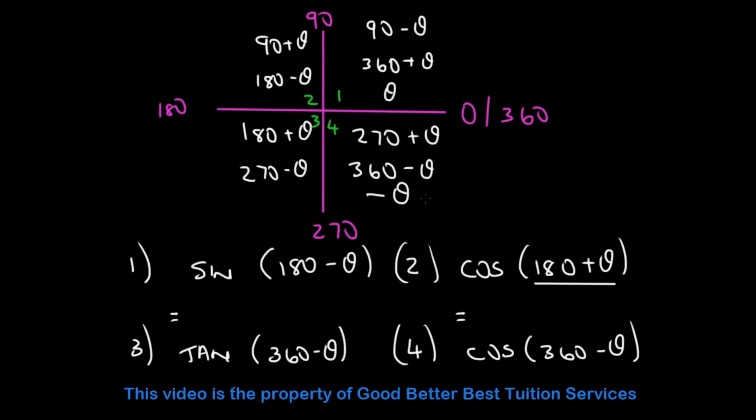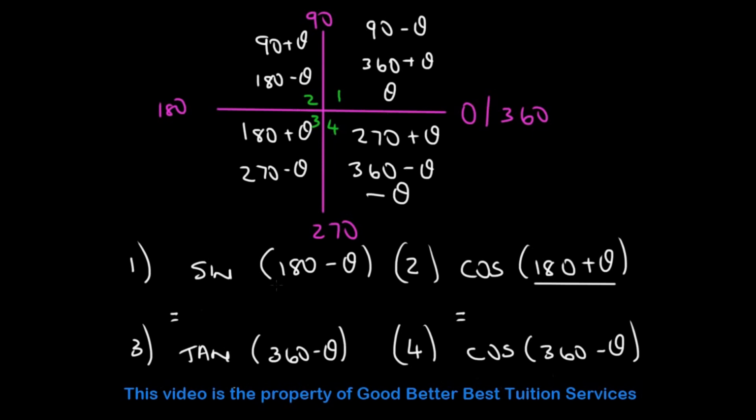What you should have noticed is that we work in an anti-clockwise direction. So we go from 0 to 90, 90 to 180, 180 to 270, and 270 to 360. So that's an anti-clockwise motion. And what that does is it makes a complete revolution from 0 to 360 degrees.